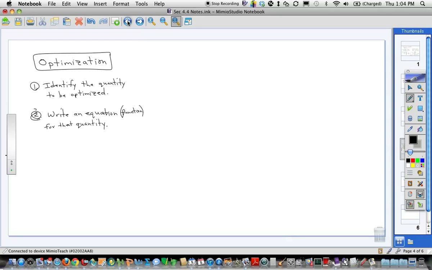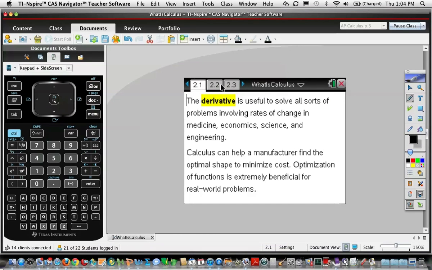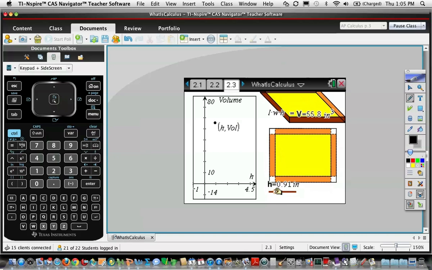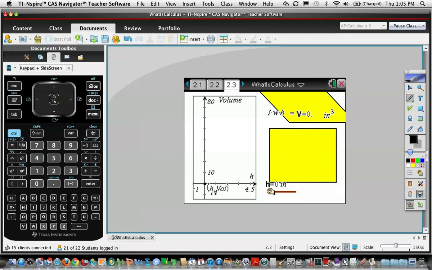All right, so let's do this problem right here. We already did that snowmobiler problem. Way back at the beginning of the year, I gave you this What is Calculus document. You don't need to pull that up; I don't even know if you still have it. But it talked about optimizing. In other words, they might want to help a manufacturer find the optimal shape that will minimize cost. Okay, and the particular problem we looked at was this one here. You remember, for some of you, it froze up your calculators when you tried to do it.